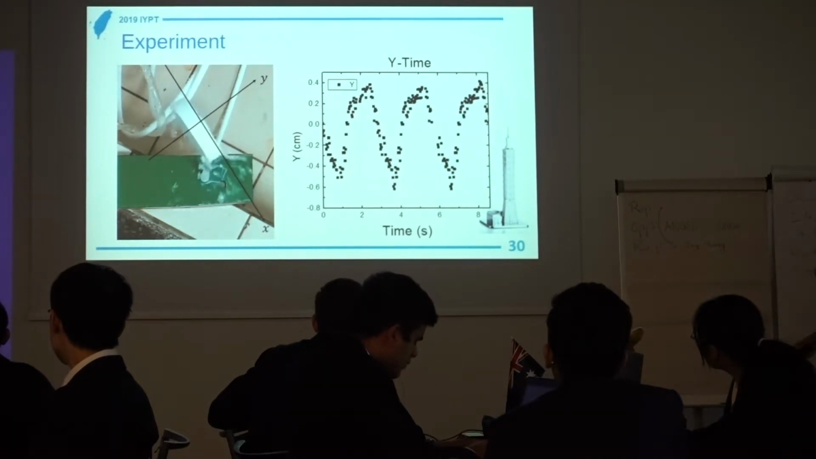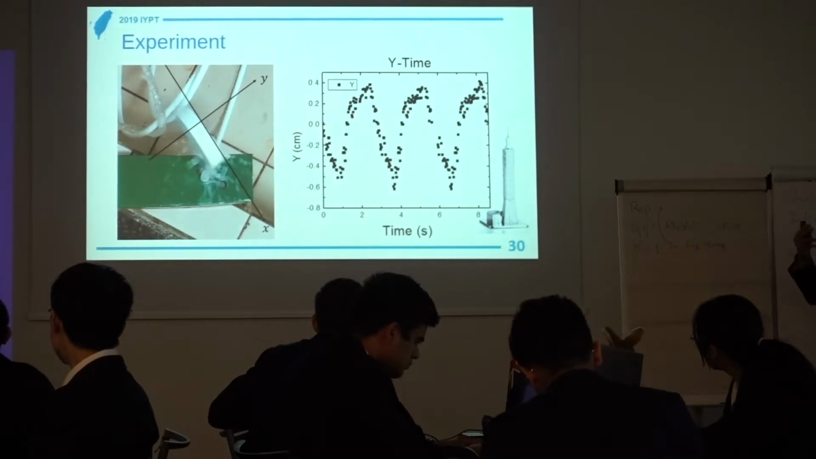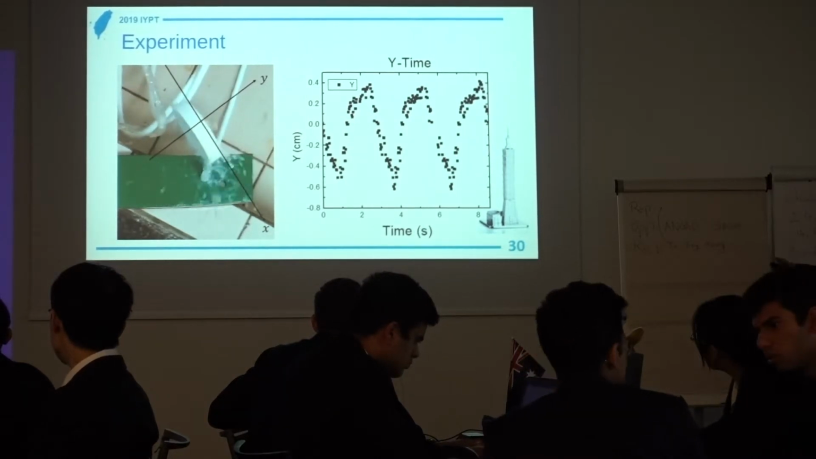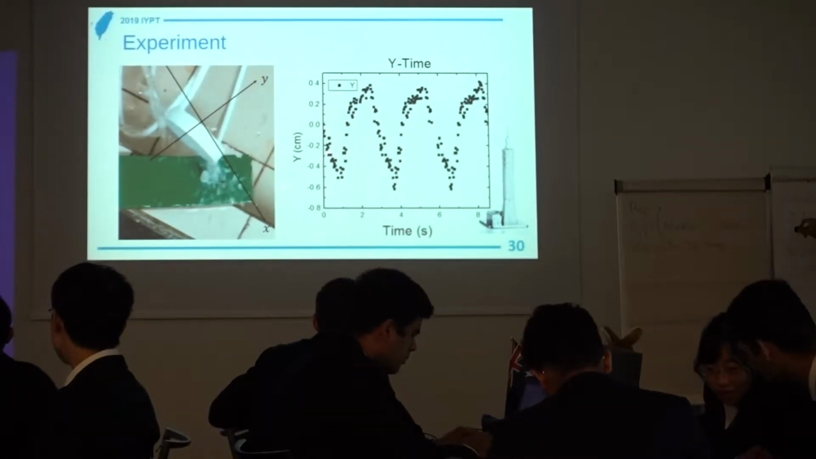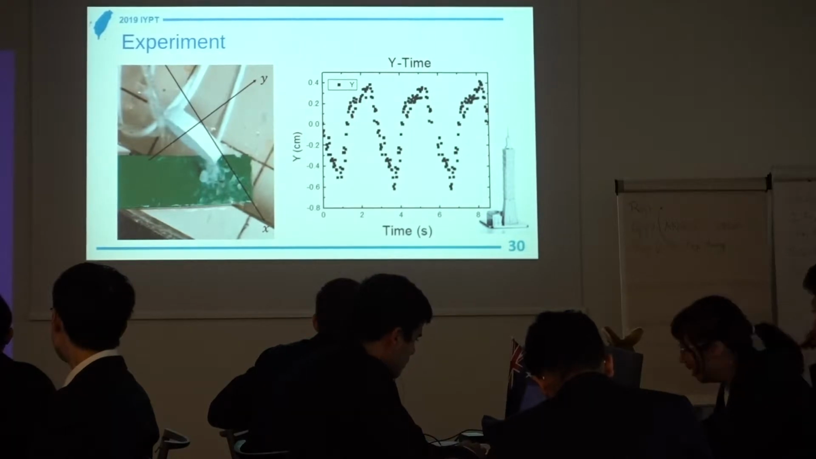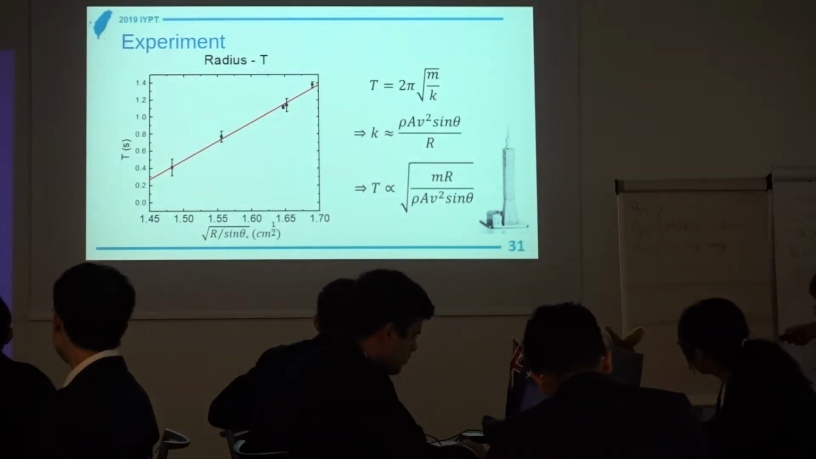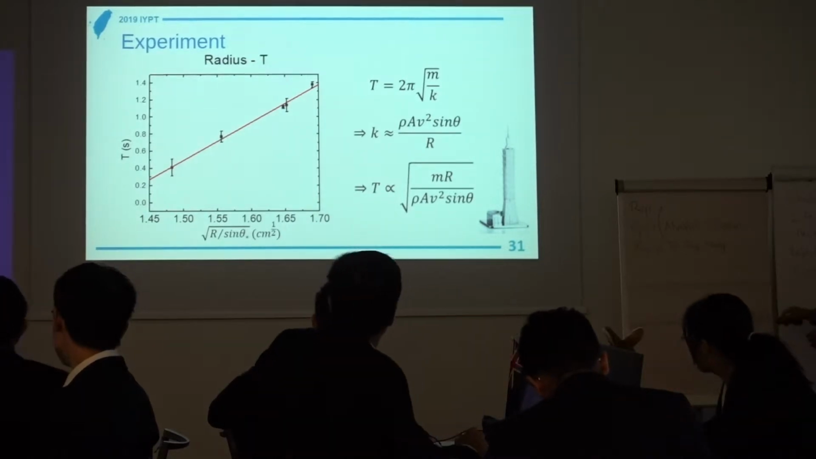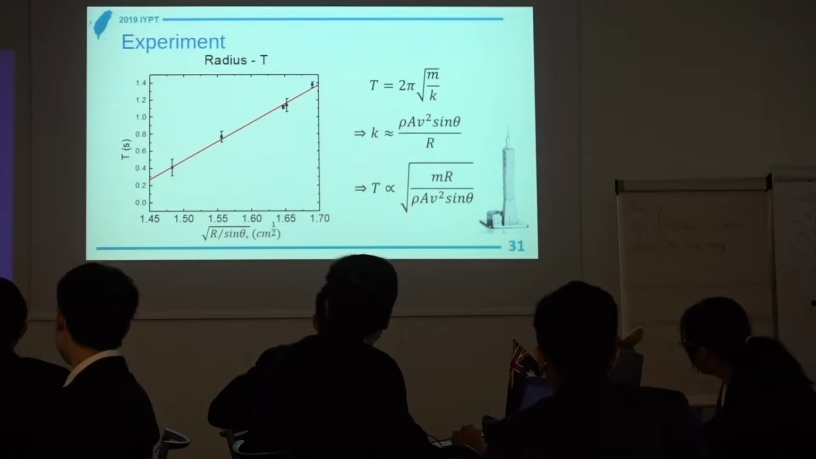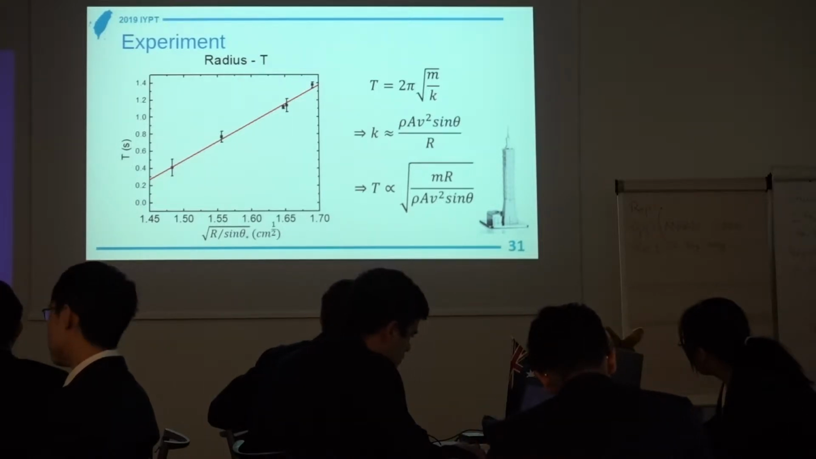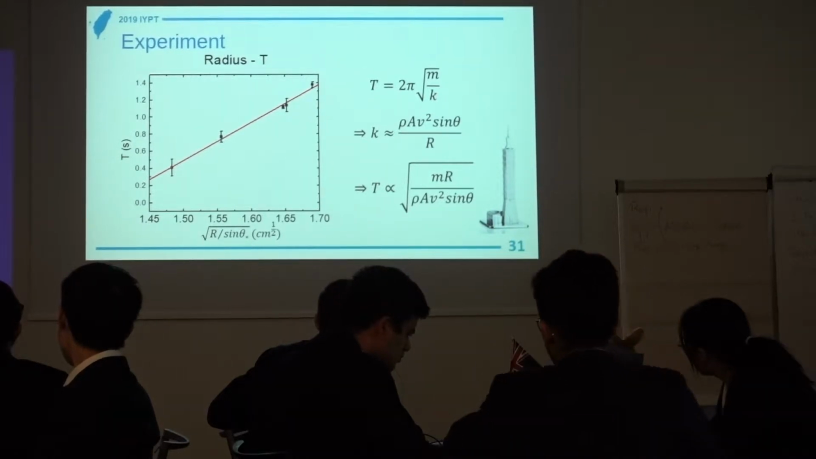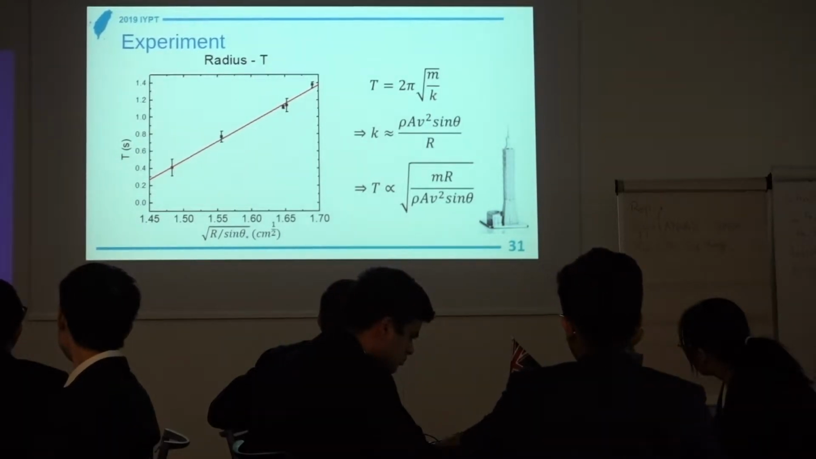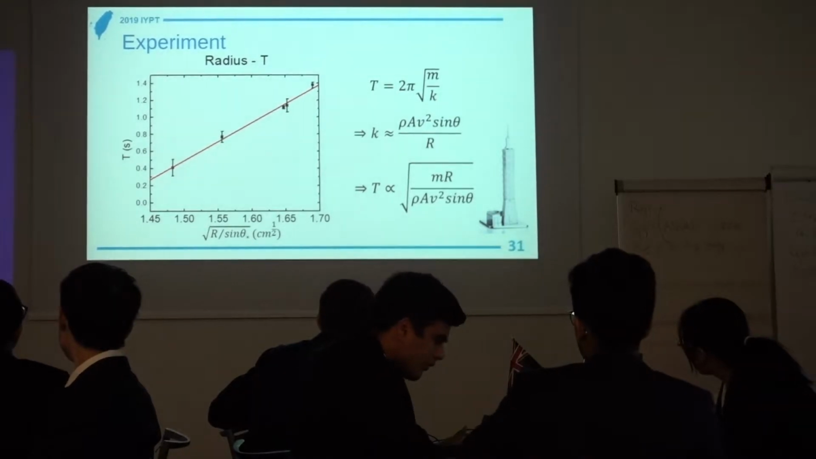This is a top view, where the water jet is aimed upward and we film it like this. This is the y position with time. You can see it is a periodic function, and we analyze its period. We calculated the square root of r over sin theta. We got a linear relationship: the radius and the period are affected by the heating coefficient and the radius. So we get a linear relationship with r over sin theta.